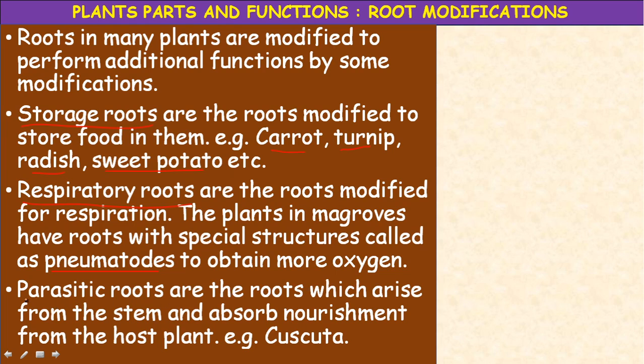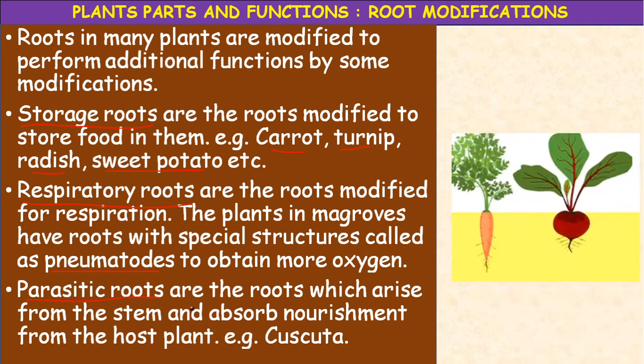Next, another type of roots in certain plants, parasitic roots. The parasitic roots are the roots which arise from the stem and absorb nourishment from the host plant. Parasites are those plants which depend on other plants. The plants on which these grow are called hosts. Such plants, which depend on other plants for their nourishment, are called parasitic plants. They possess special roots called parasitic roots. Example: cuscuta. Cuscuta is a kind of plant which grows on a host plant like neem tree. They produce parasitic roots called haustoria. These roots penetrate into the stem of the host plant and absorb the nutrients.